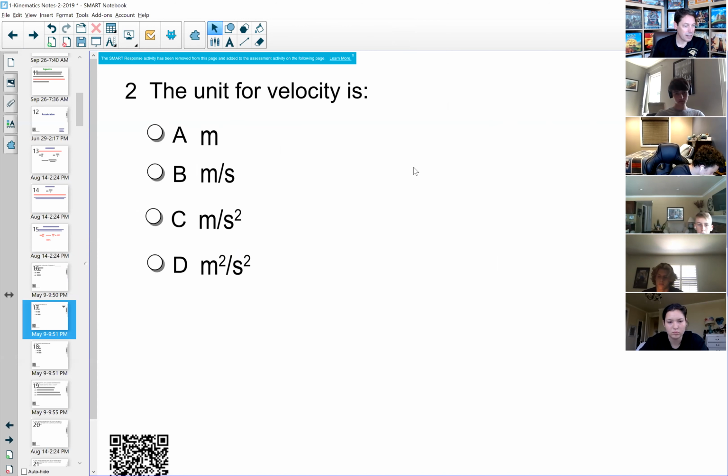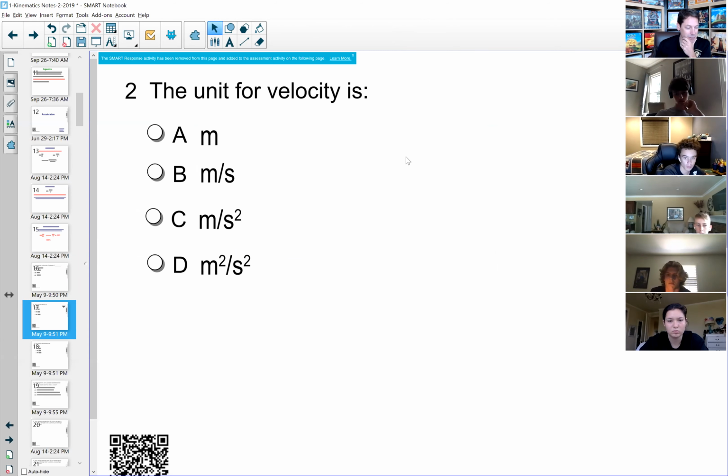Number 2. Now read this carefully. The unit for velocity is... Good. I gave you guys a little bit of a warning. I said read it carefully. I didn't say that in my morning classes, and they all started with C. They just assumed the question was going to be asking about acceleration. So good. Velocity's units are meters per second, choice B.